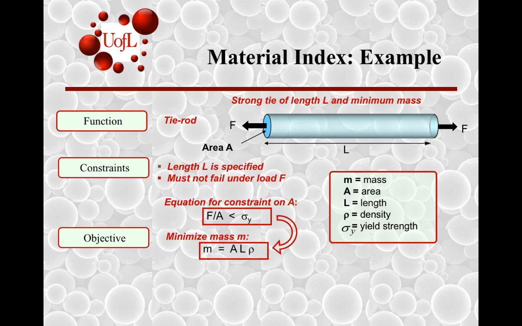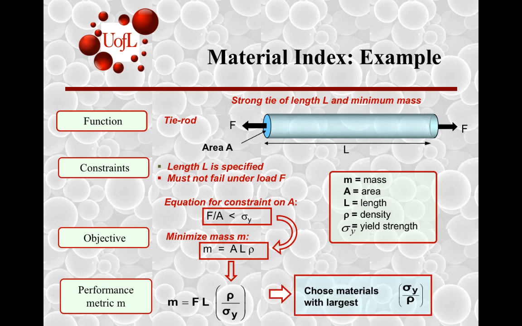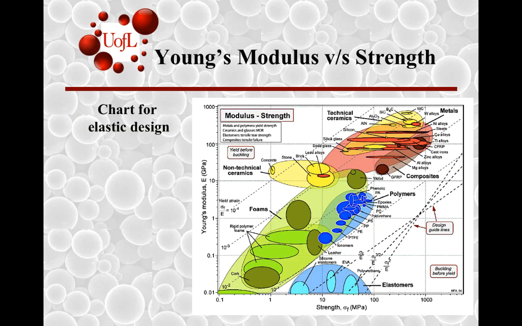So again, we eliminate A from this equation, and when you rearrange terms, you will have M as force times the length, so loading parameter, geometry parameter, and this material parameter, which is rho by sigma y. As before, we choose materials with the reciprocal of this term, so the materials with the largest value of yield strength over density.